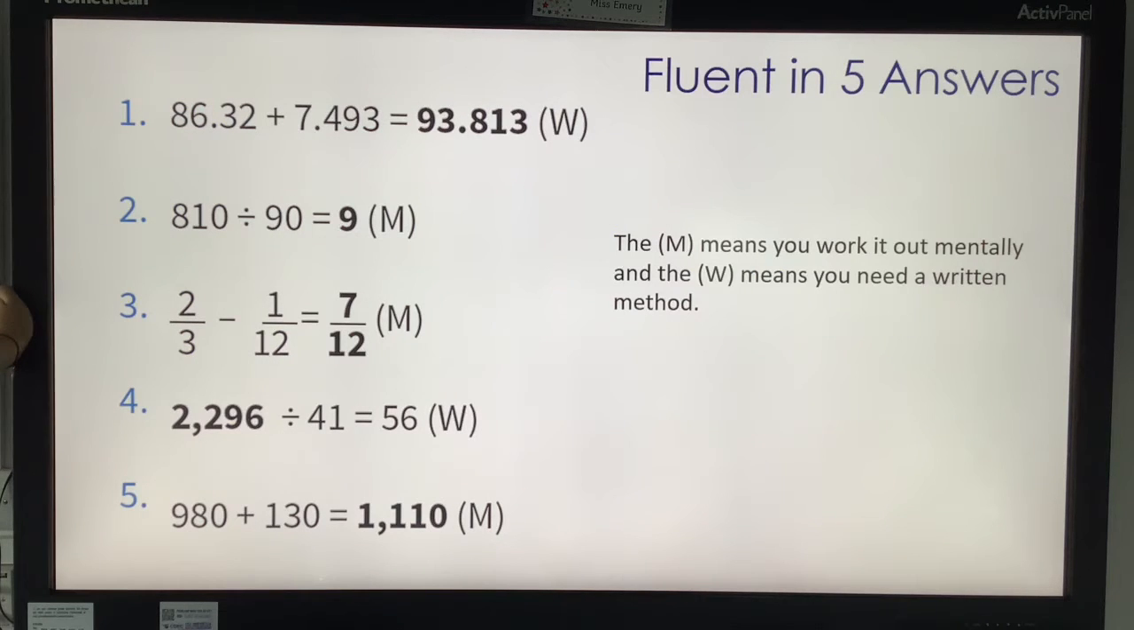So, number 1 was 93.813. Number 2 was 9. Number 3 was 7/12. Number 4, the missing number was 2,296. And lastly, it was 1,110. Very well done if you got this right.